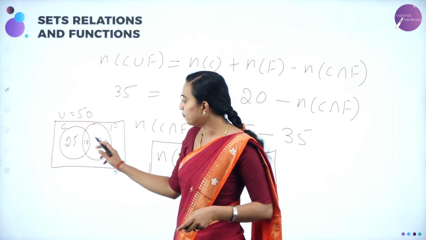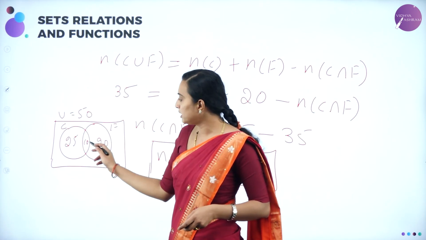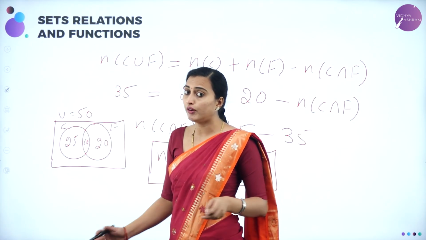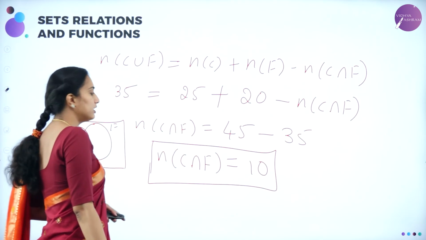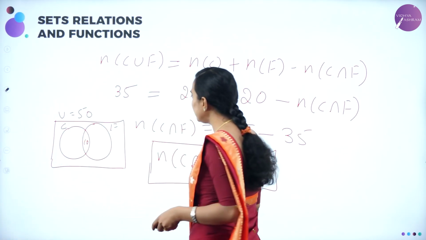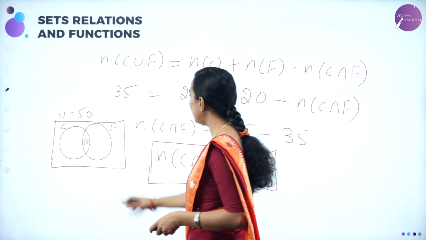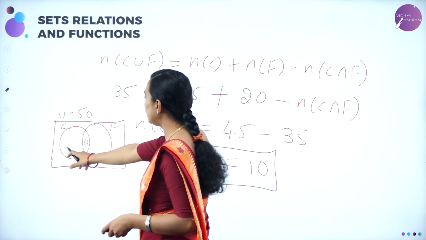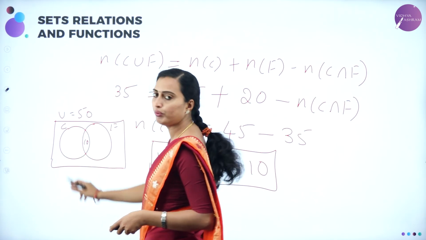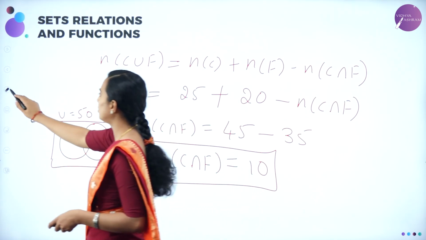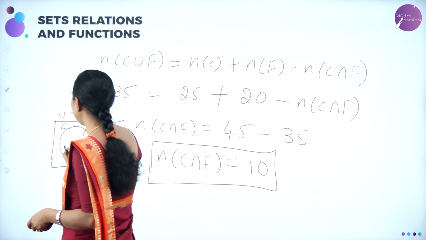Why? Because 25 plus 20 is 45, and 45 plus 10 will become 55. So you have to adjust now. Then you write 10, which is what we have found out, isn't it? So who will play here? Both will be there, cricket and football. So how many students are left out of 25? 15 students are left out. So you can have it as 15 students here.